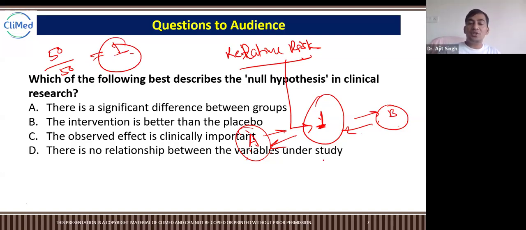But if it goes less than one, suppose less than one. How will it go less than one, guys? How will it go less than one? Less than one will go only in a case like this, 40-60, right?